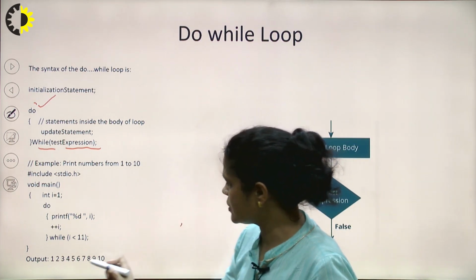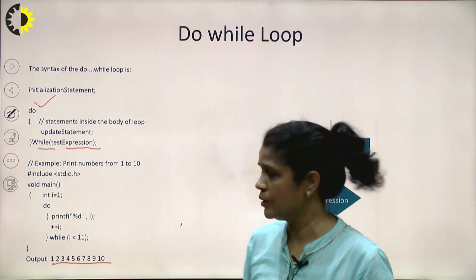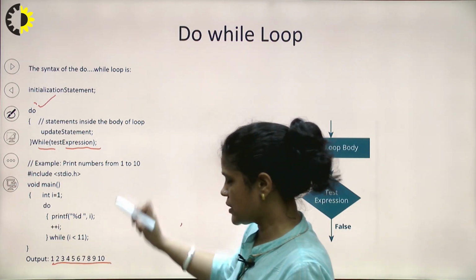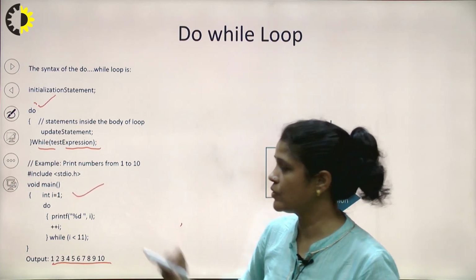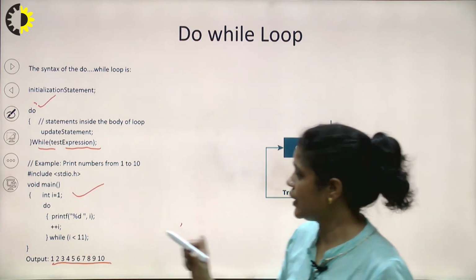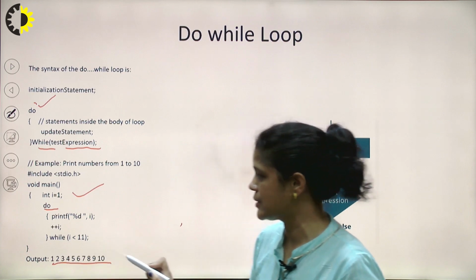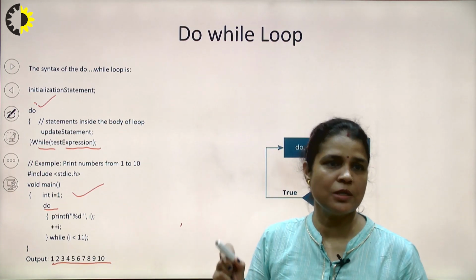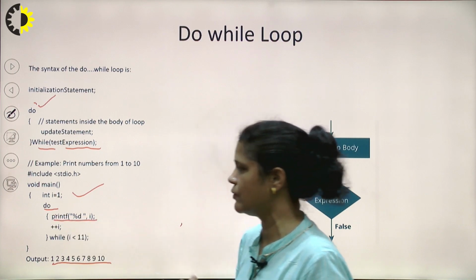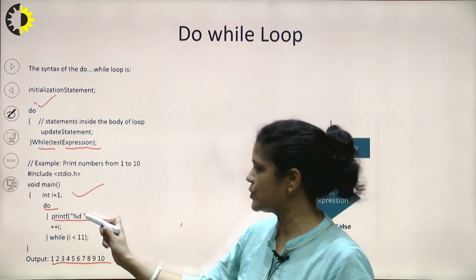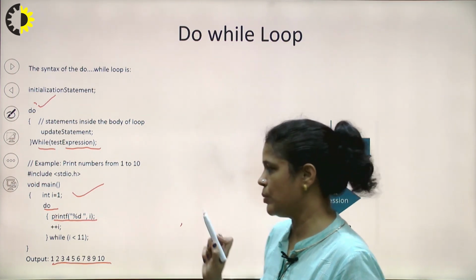The same example we are taking here: we need to print from 1 to 10. So what syntax do we need to write? Again, here also we need to initialize the loop counter with 1 as previously. We need to write do, and in curly braces we write the loop statement. And now what is the loop statement? We need to print this value of i. So we write printf, %d is the format specifier for integer, and then i.